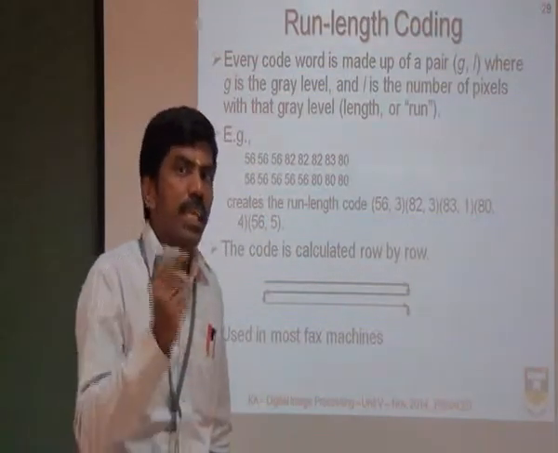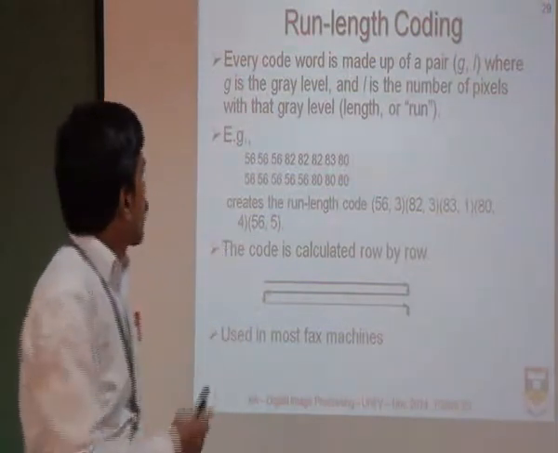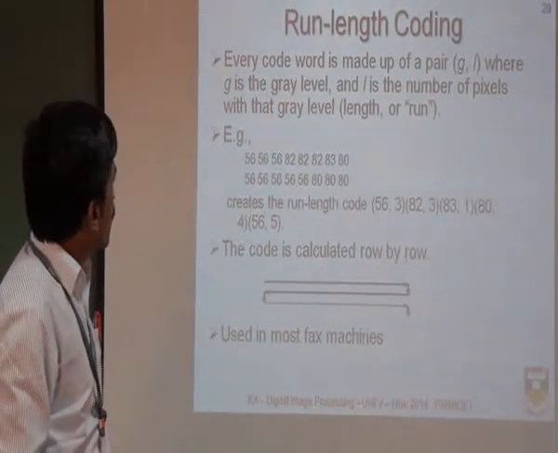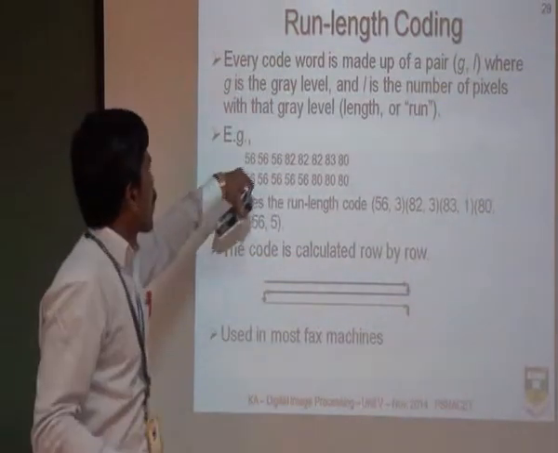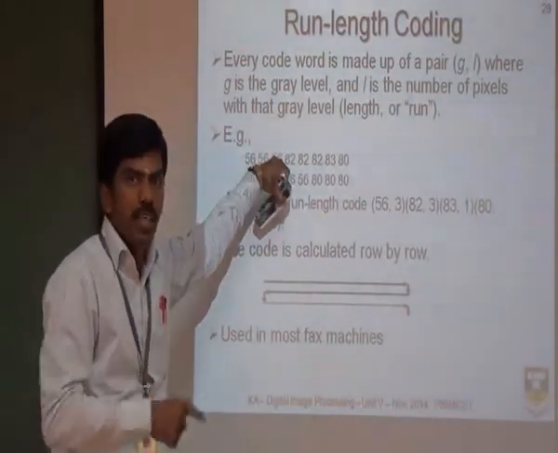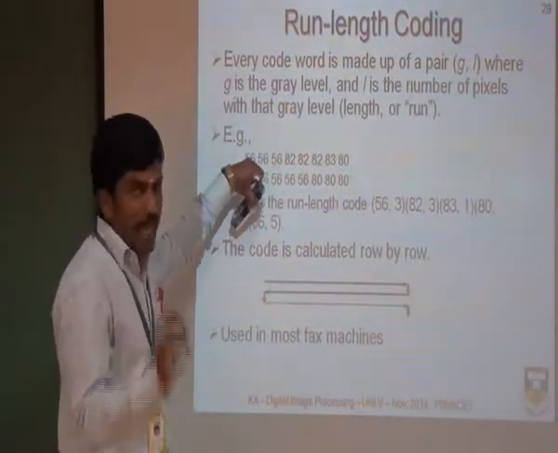So G is nothing but the gray levels. N is nothing but how many times the number can be repeated. That is, G is the gray levels, L is the number of pixels with the gray levels, N, that is the length. Suppose one example: 56, this is a gray level, all the things are here. So now how will you represent it in run length code?